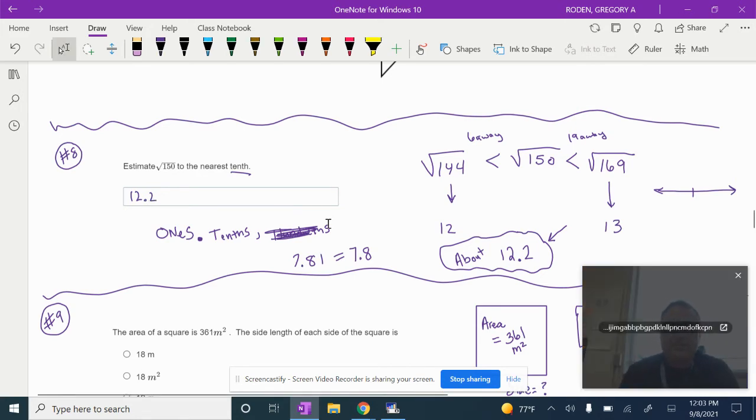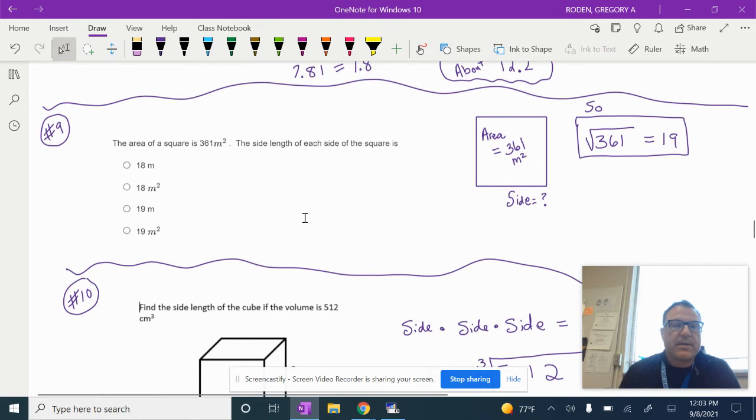Okay? All right. This next one says, the area of a square is 361 meters squared. The side length of the square is what? Well, it's saying here, I have this square, and I tell you that the area is 361 meters squared. How long is the side?